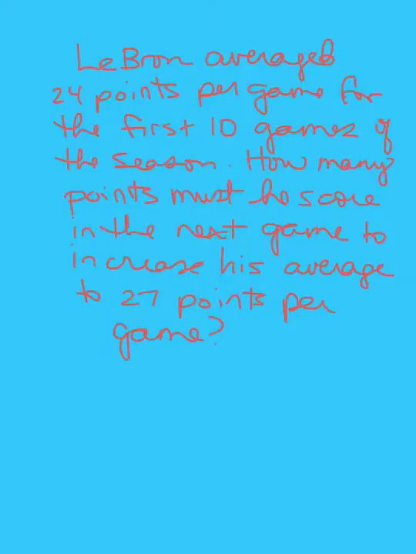Now let's look at some different types of questions involving things we've talked about in this lesson so far. This question says, LeBron averaged 24 points per game for the first 10 games of the season. How many points must he score in the next game to increase his average to 27 points per game? So remember, average is the mean. It says LeBron averaged 24 points per game for the first 10 games. So far he has scored 24 points per game. If he scored exactly that, that would be his average. So far he has 240 points.